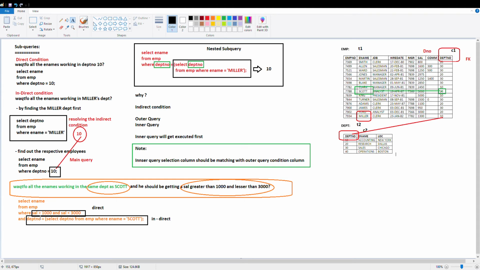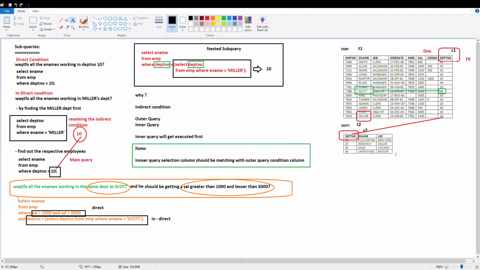Got it? So this query is a combination of your subquery and your normal conditions also. So how will the execution start? The innermost query will get executed. This value will be replaced. Then the outer query execution starts. Got it? Hopefully this should clarify the understanding of subqueries.